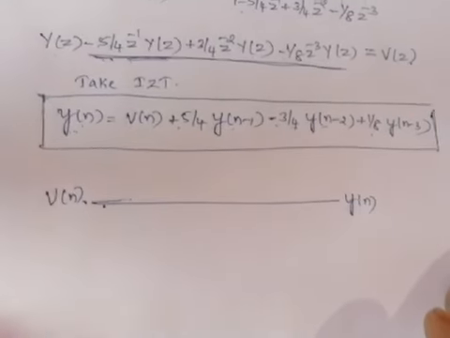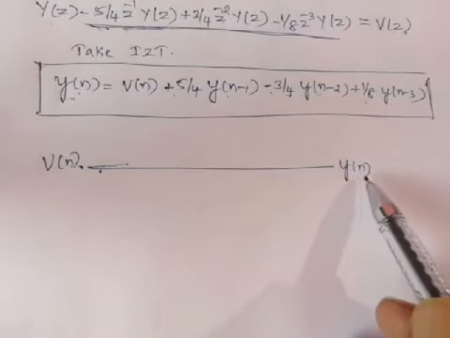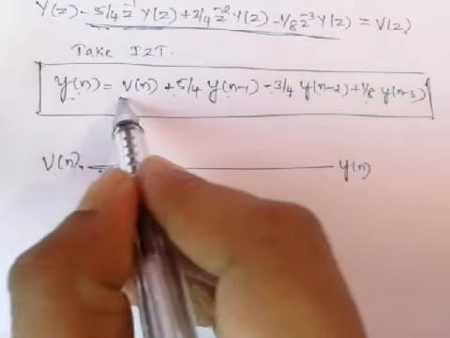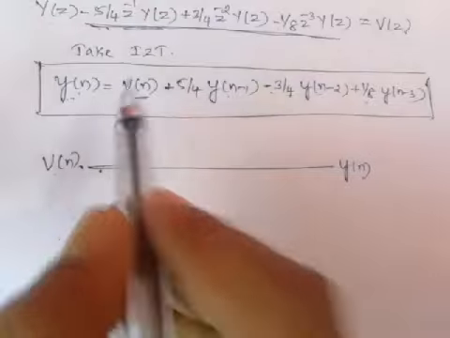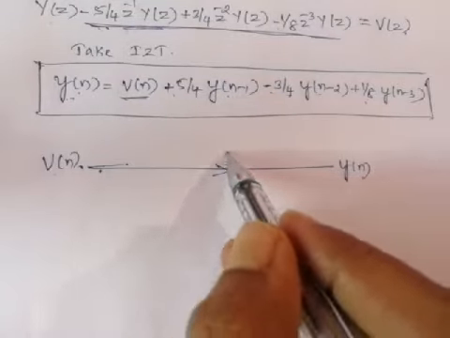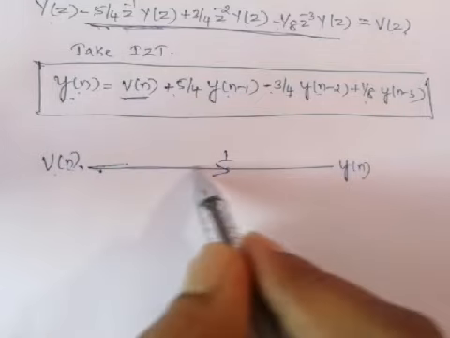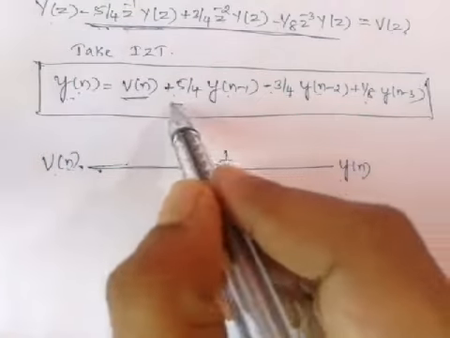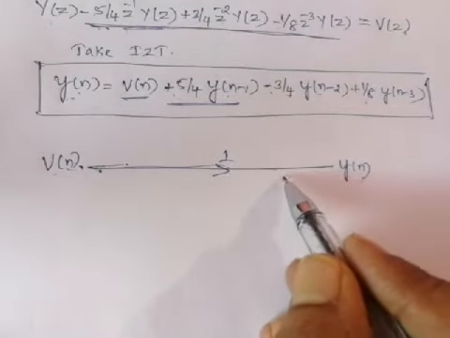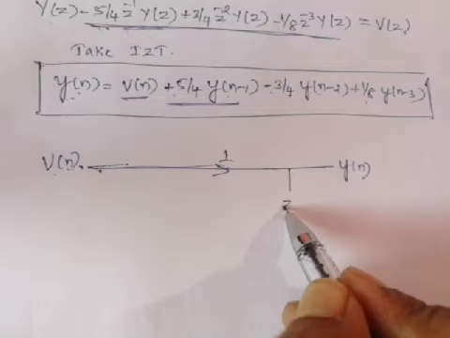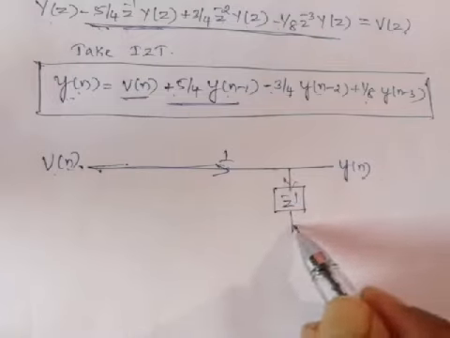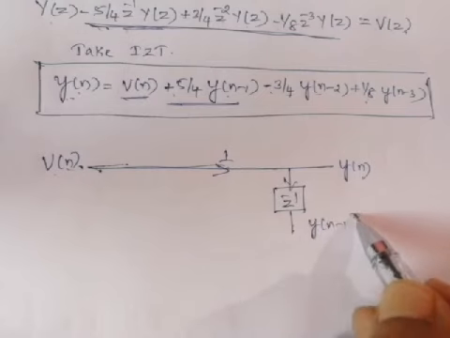Let us express this in terms of elementary blocks. What is the output? y of n is the output, v of n is the input. Let us see one by one. First, v of n: what is the coefficient term? 1 is there, multiplication by 1. So v of n is multiplied by 1. Next, go for the second term. y of n is delayed by 1 time. So I am going to delay this by 1 time. So what are we getting? In this stage we are getting y of n minus 1.